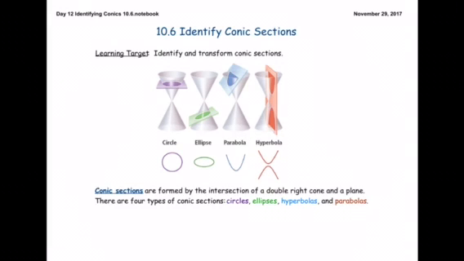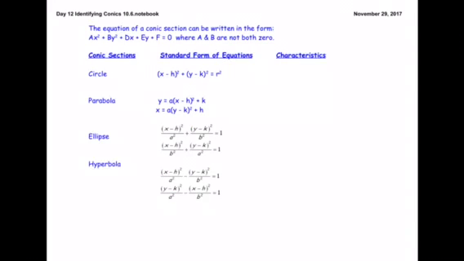Identifying conic sections, day 12. So today we are going to identify and transform conic sections. Remember, a conic section is when you take a slice of two cones that are placed on top of each other. There are four different types: circles, ellipses, hyperbolas, and parabolas.